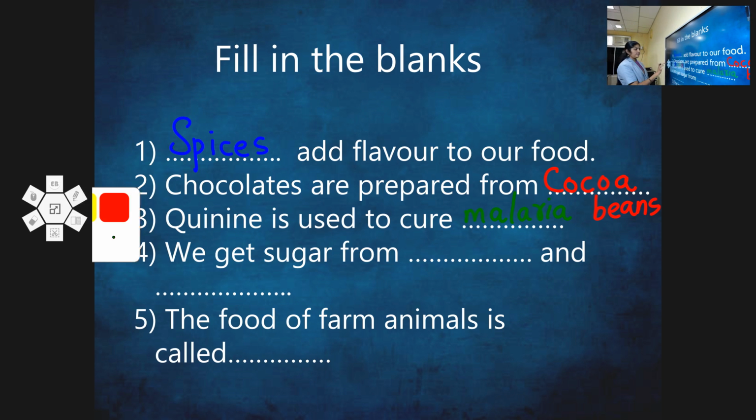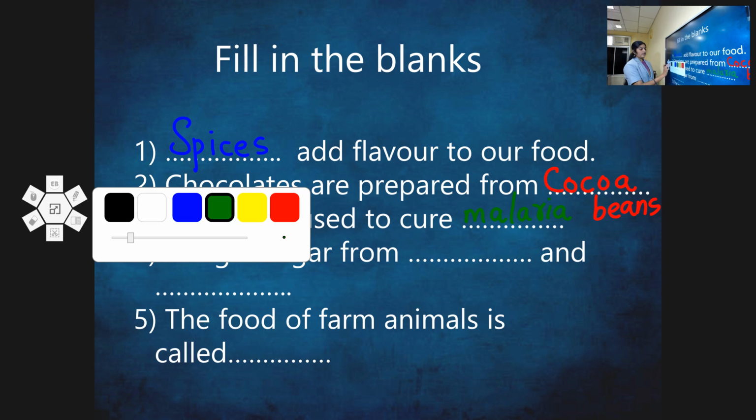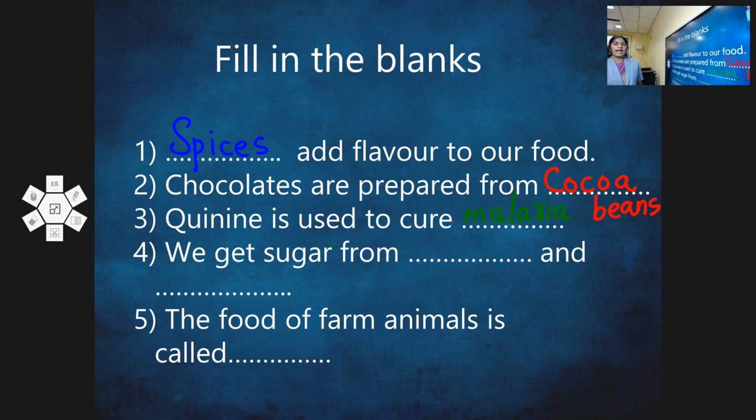Then, fourth question. We get sugar from dash and dash. Today we learned about two plants from where we get sugar. Can you remember? Yes, very good. First one is sugar cane. Second plant is sugar beet. So we get sugar from sugar cane and sugar beet. Clear?